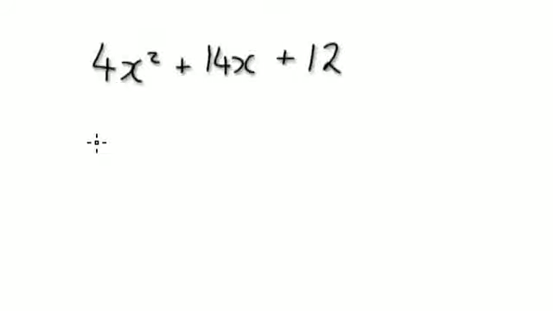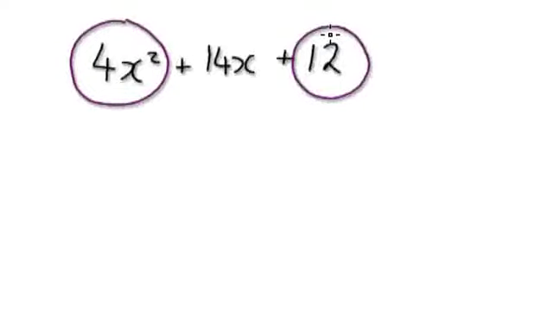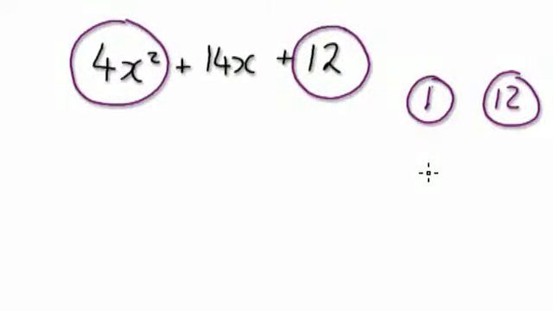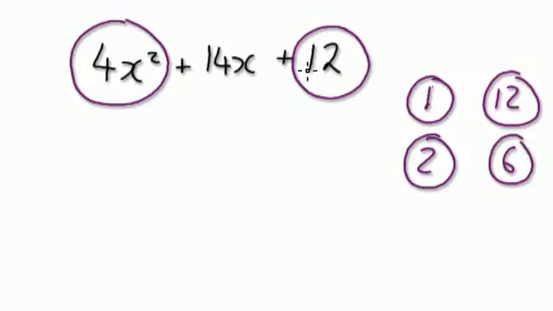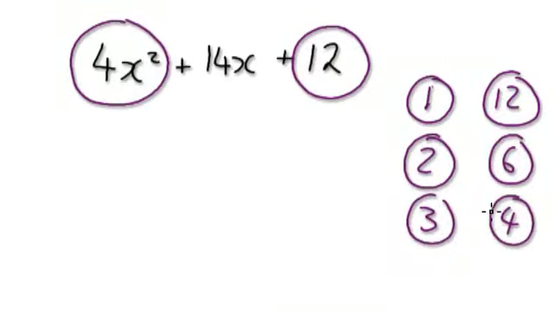Okay, to do this one here, your eyes should zoom into this and this. How would I create a 12? I could try a 1 and a 12. Okay, I could try a 2 and a 6 to create this 12 here. What else? A 3 and a 4. Okay, that's pretty much it. So now you've got to do this as well.